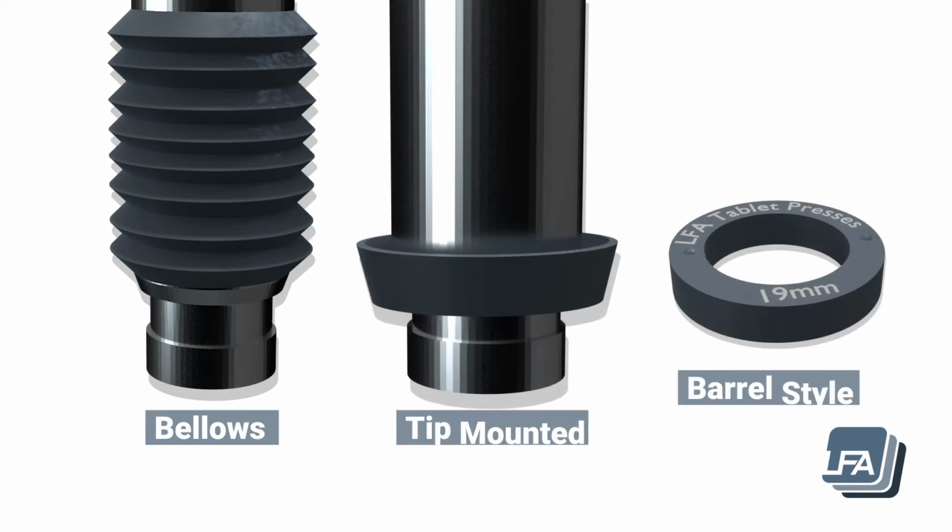Oil cups. These are installed on the stem of your upper punch. They are designed to catch excess oil that may potentially drip down from your punch barrel and stop it from making its way to your die table.